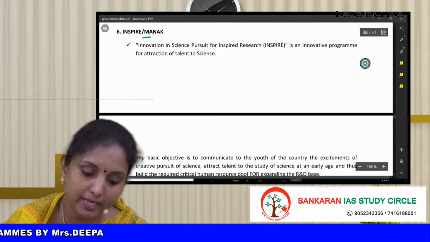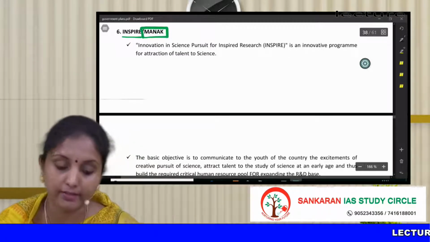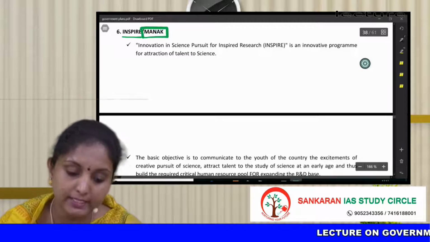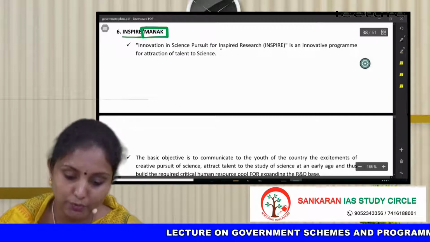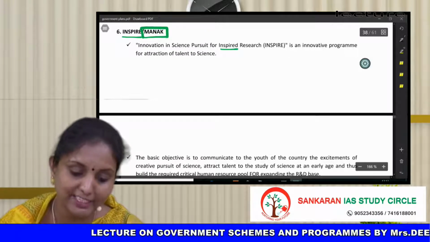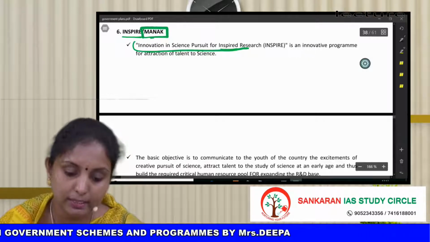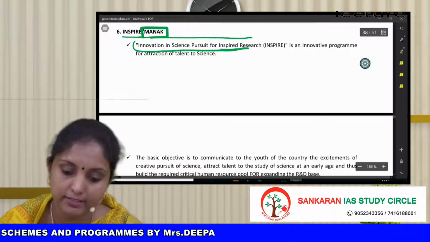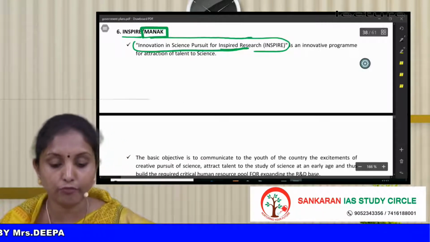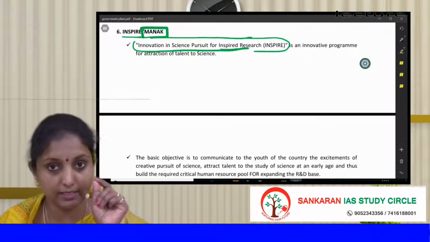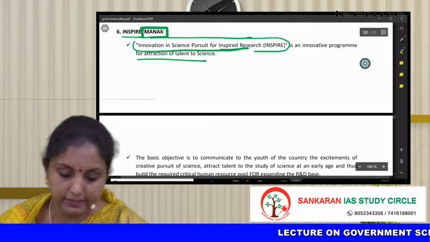M-A-N-A-K. M-A-N-A-K in capital, Inspire in capital. What is Inspire? Innovation in Science Pursued for Inspired Research. In that also Inspire is there, but that is not the Inspire. This Inspire is different. Innovation in Science Pursued for Inspired Research is an innovative program for attraction of talent in science. Science, it is important. In which field? That is very important.